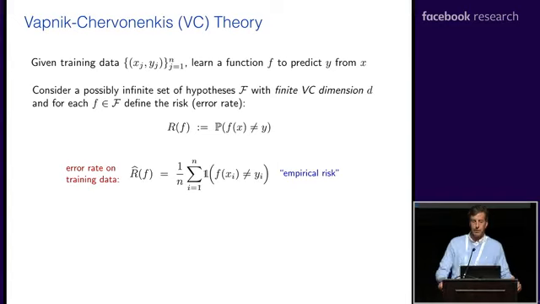So the first thing you can do is say, for any f, I could look at how well it does on the training data. This R hat of f is simply counting up how many mistakes I make on my training set and then normalizing by n to get an average. We call this the empirical risk.